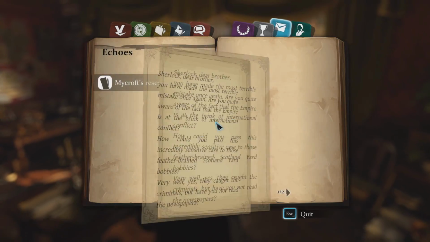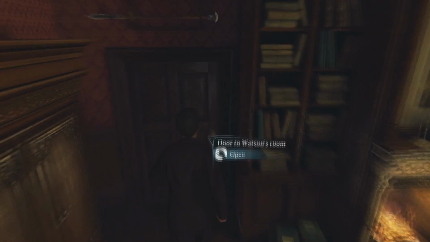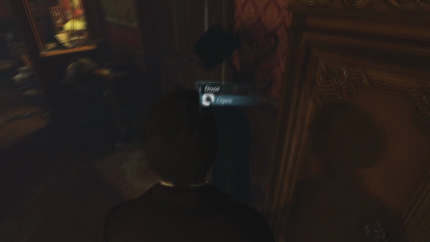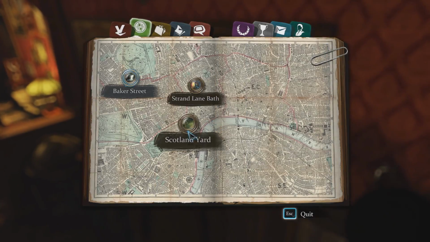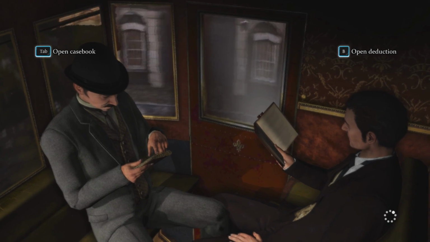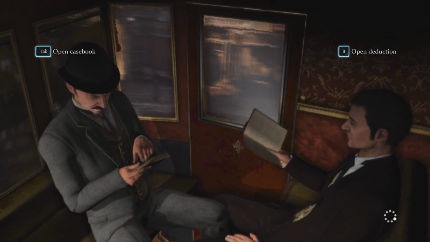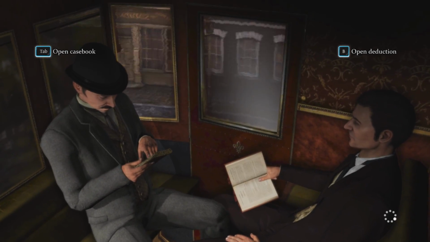Okay. Check my to-do list. Missing weapons, suspects, the belongings of the victim. Alright. We've got plenty. Now that we've done all of this investigating in Baker Street, I feel like we are very well equipped to begin our interrogation in Scotland Yard. First of all, one of the things I need to do is find out who brought the champagne and why, because it may very well have some significance to the case.